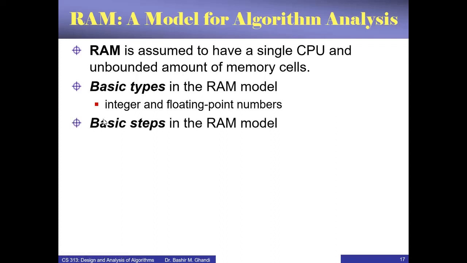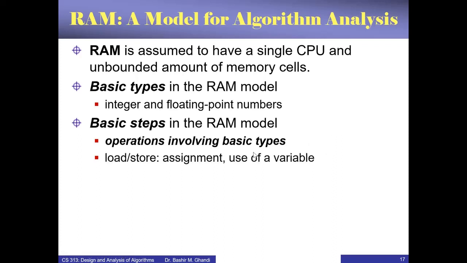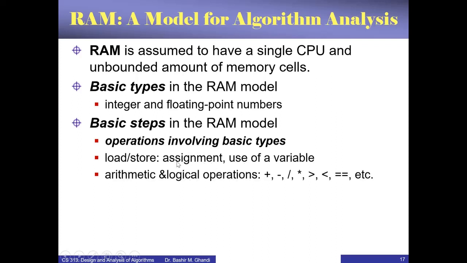What are the basic steps in the RAM model? Basically, operations involving basic types. So this could be addition, subtraction, comparison, and so on. Load or store, basically meaning assignment, assigning values to variables, and arithmetic and logical operations. So plus, minus, slash, times, greater, less than, equal, and so on. We're going to assume that our RAM can execute all of this.